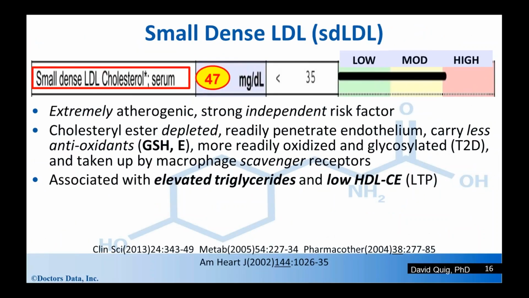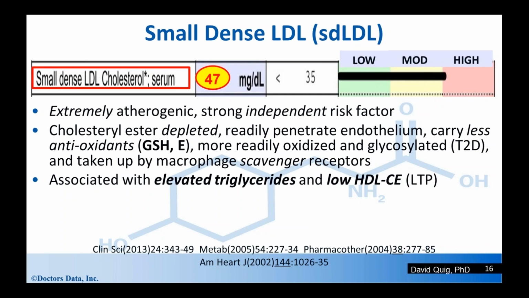Now, let's move on to the second LDL culprit subspecies, the small, dense LDL. Again, our patient had significantly elevated levels of the atherogenic small, dense LDL, which is a strong independent risk factor for cardiovascular disease. Small, dense LDL is a cholesterol ester depleted particle and smaller, so it readily penetrates the endothelium. It carries less antioxidants, glutathione and the tocopherols, and therefore is more readily oxidized, but also more readily glycosylated, particularly in the cases of dysglycemia.